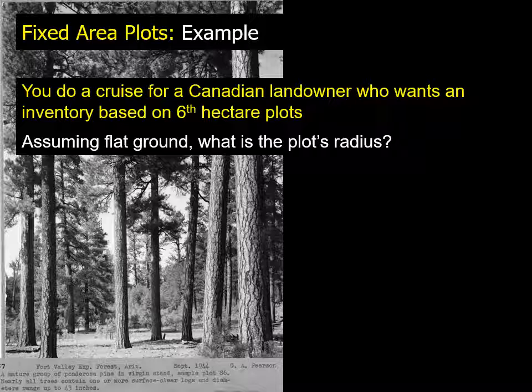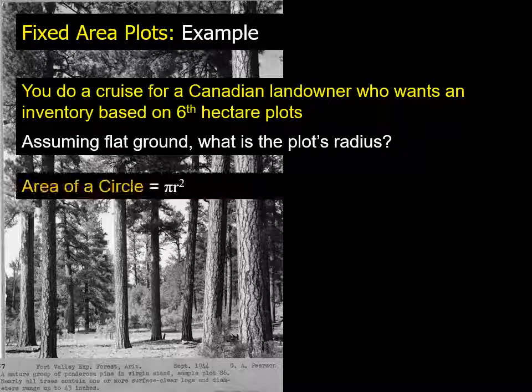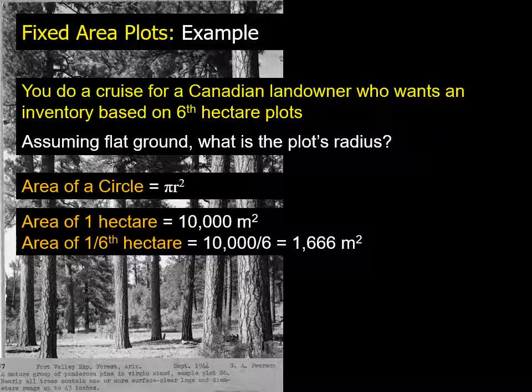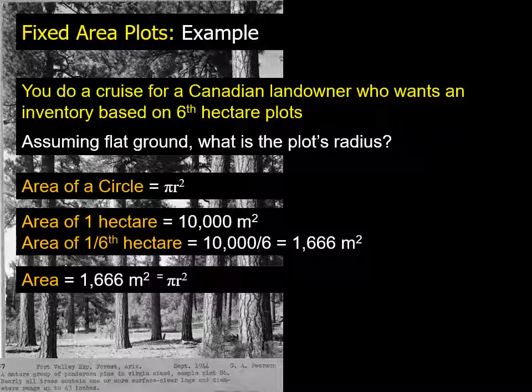Let's presume we're doing a similar inventory, but this time we're working in Canada and we're using 1/6 hectare circular plots. So again, to find that radius, we need to know that the area of a circle is equal to pi r squared, and that the area of 1 hectare is equal to 10,000 square meters. So if we divide that by our 6 plots within that hectare, each plot will contain 1,666 square meters.